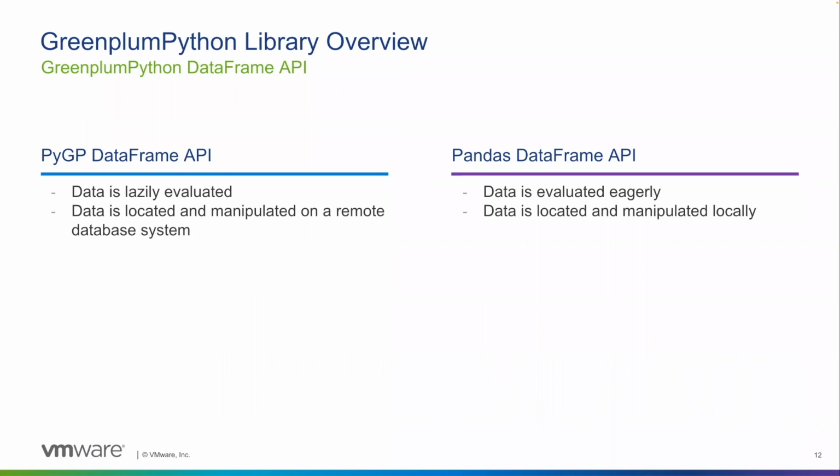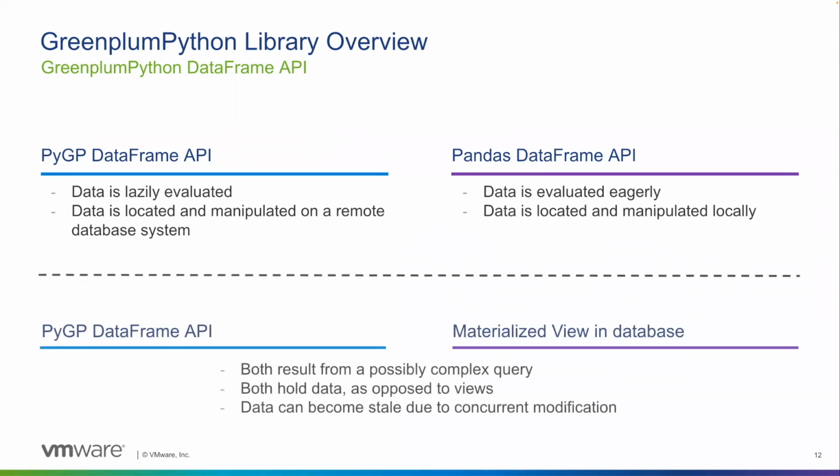If we switch to the database world, a Greenplum Python data frame is similar to a materialized view, as they both result from a possibly complex query and whole data. And as a result of concurrent modification, the data can become stale. So this is the difference and the similarity between Greenplum Python data frame and Pandas data frame and materialized view.